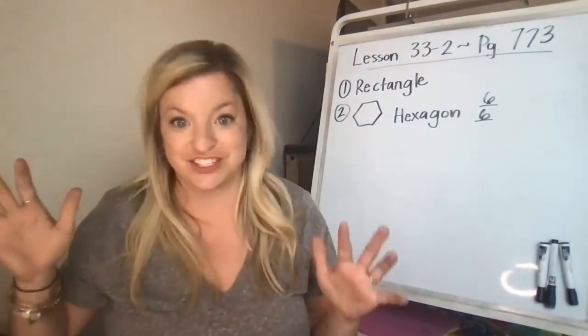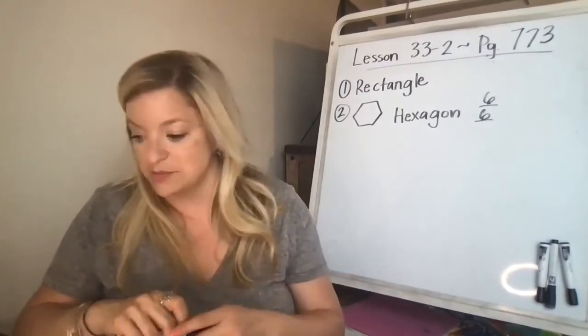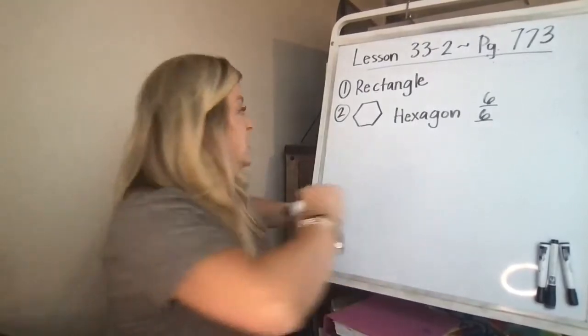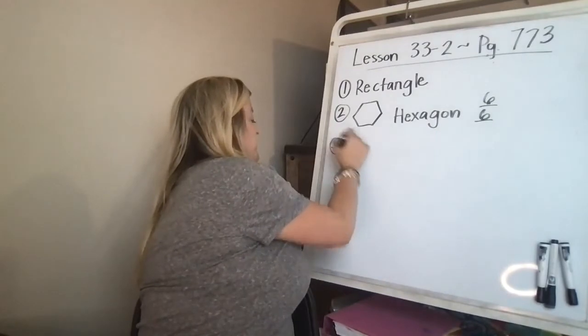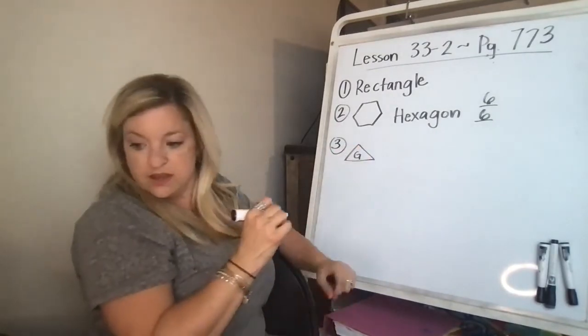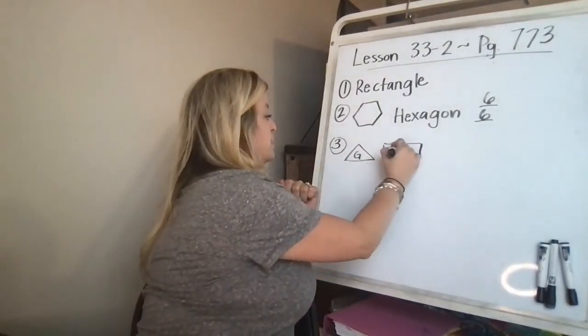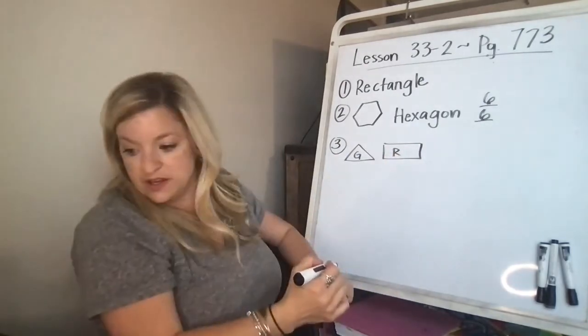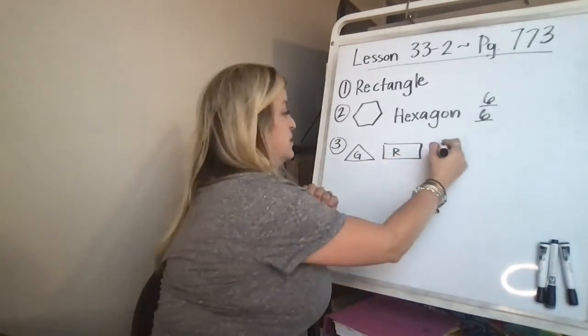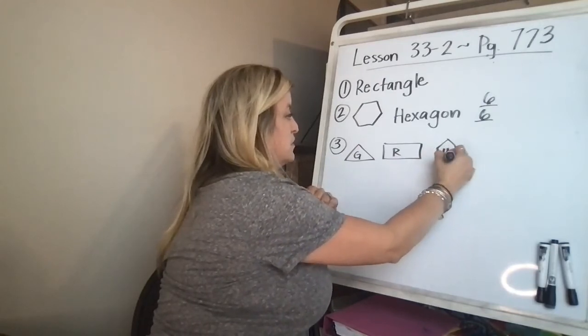Number 3. Ooh, this is fun. You'll need some sort of colors. If you don't have colors, you can use letters like Miss Flam does. But it says color the triangle green. So the triangle, you're going to color in green. And color the rectangle red. And color the hexagon yellow. I'm going to put a Y for yellow.